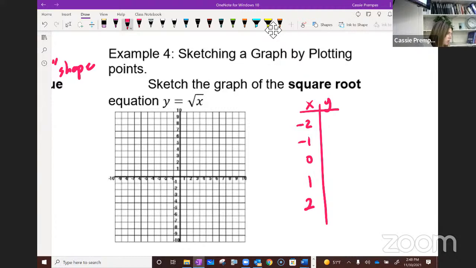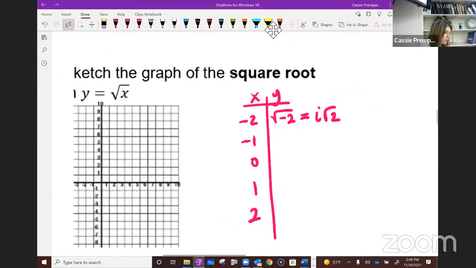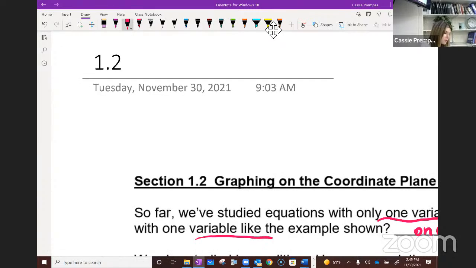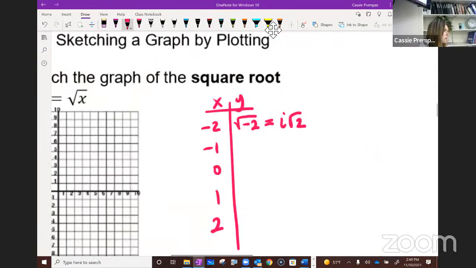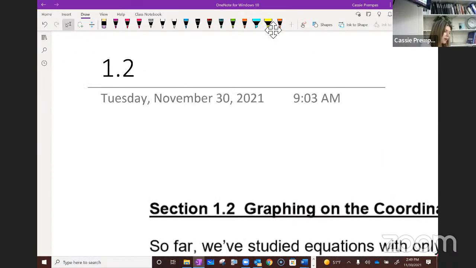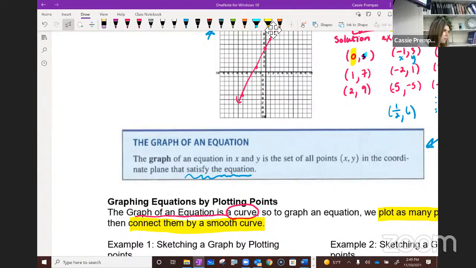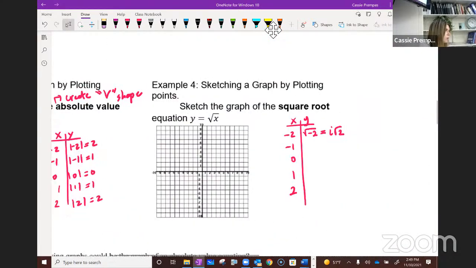If I plug in -2, I would have the square root of -2. That's imaginary, so it would be i root 2. And I'm not sure if you guys know this coming into Algebra 2, but the XY coordinate plane only graphs real number values. So if you're getting an imaginary answer, we cannot graph that. Now, if you move on to pre-calculus, you will learn about a complex plane, which you can graph imaginary numbers. But for Algebra 2, you can only graph real numbers on the XY coordinate plane.